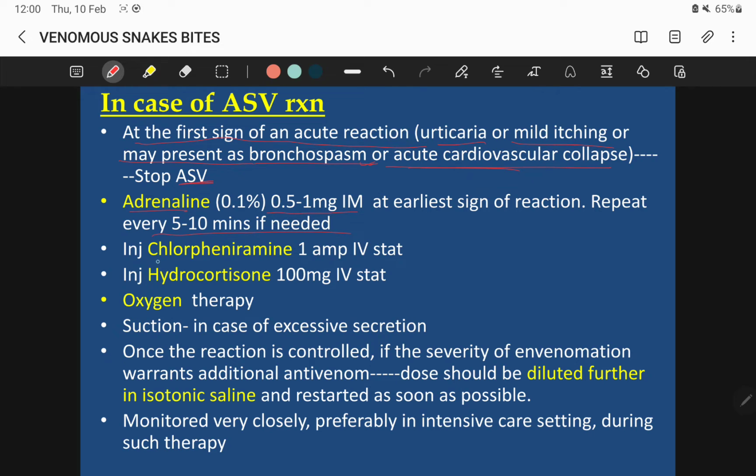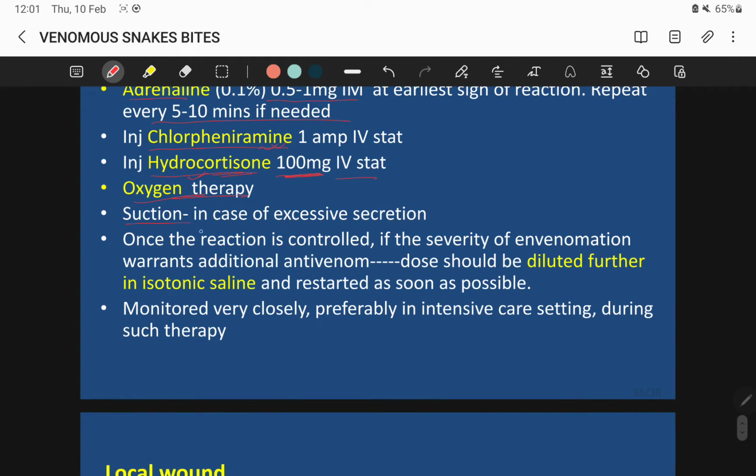Then chlorpheniramine, that is an antihistamine, should be given, and then hydrocortisone, that is a steroid, 100 mg IV stat. So one ampule of chlorpheniramine, and then adrenaline and hydrocortisone should be given. Oxygen therapy should also be given, and if there is secretion, then we should do suction, right?